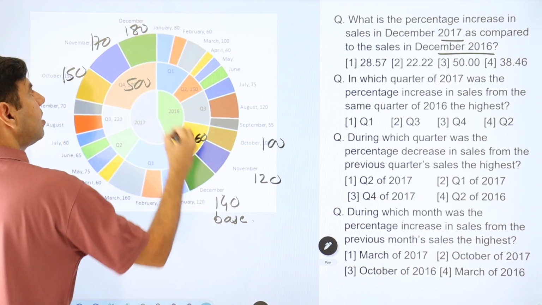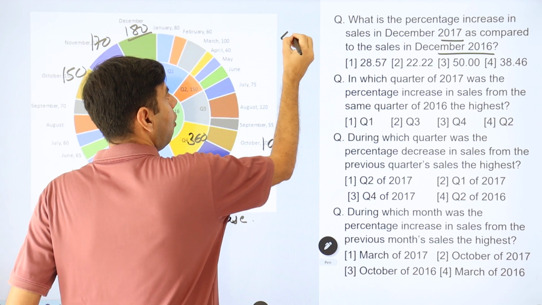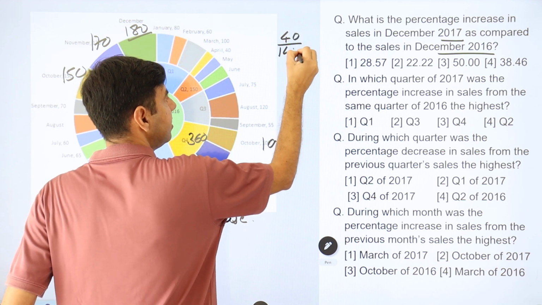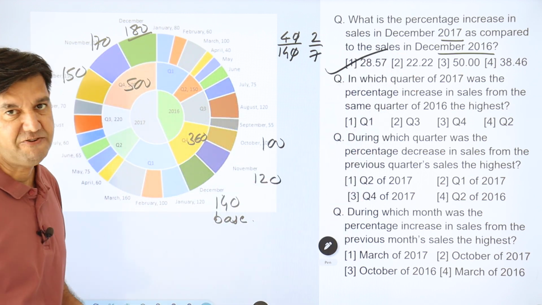So from 140 it has gone to 180. The increase is nothing but a 40 on a base of 140. So that is 2 by 7, which should be known, 28.57.